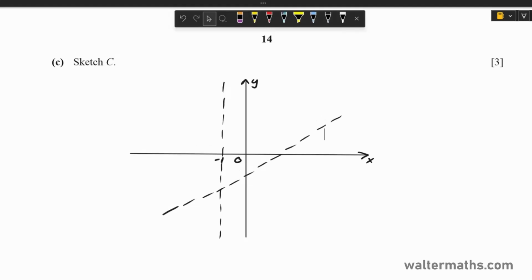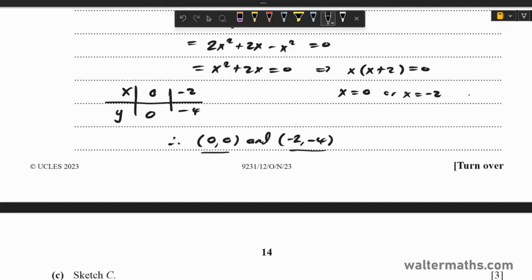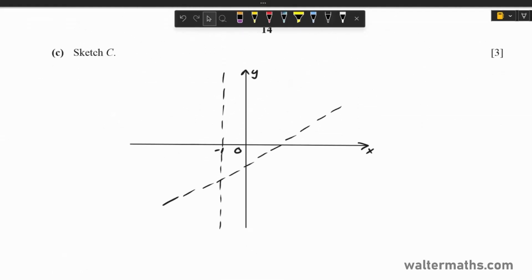So considering the fact that we have two stationary points, one at x equals to 0 and the other one at minus 2, minus 4, it means that we'll have our graph like this, intercepting at 0, 0 here, and the other part will be like this. So this is the graph we will have, all right? This is at minus 1. So that's the graph C that we have right here.